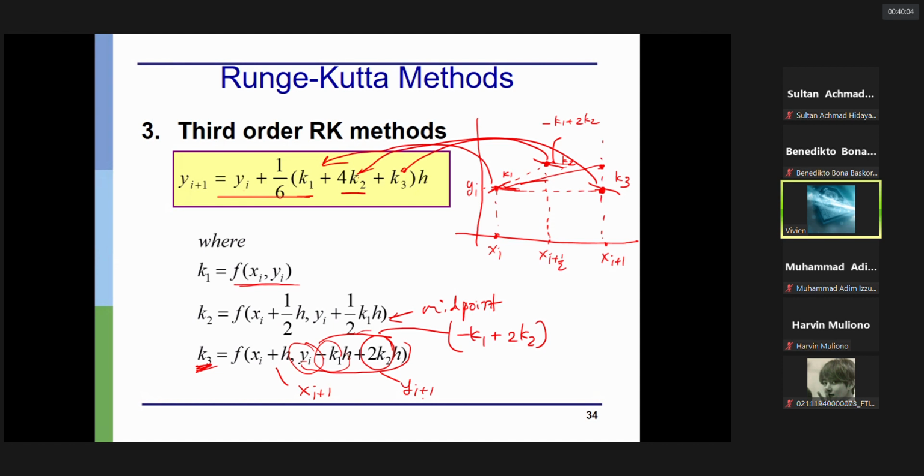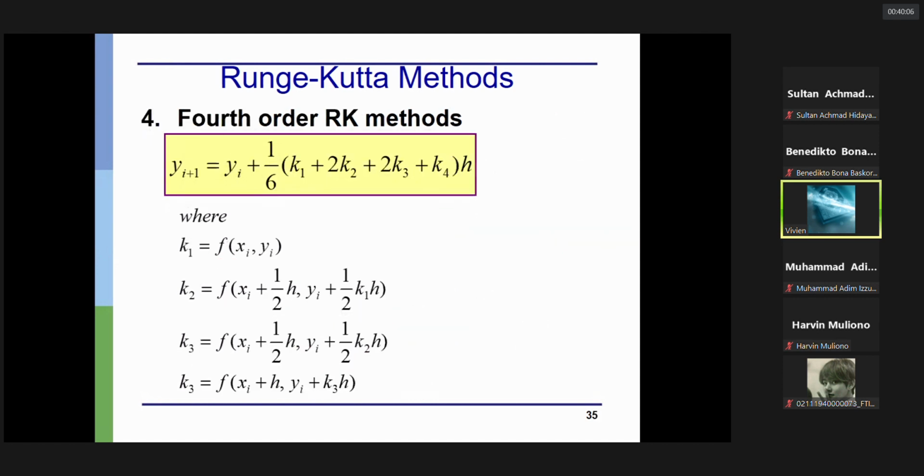So this is third order Runge-Kutta, and then again we can increase to fourth order Runge-Kutta, in which we have the value of k1, which is the slope at xi, yi, and then we have the value of k2, which is the slope at xi plus half, and the corresponding value of yi plus half is calculated from the slope of k1 here.